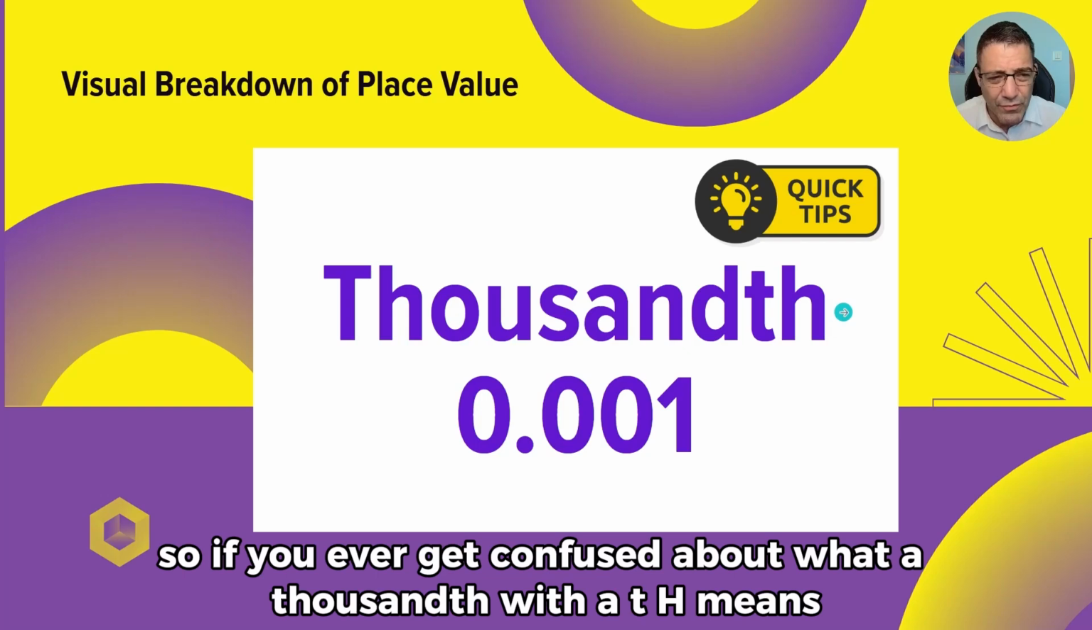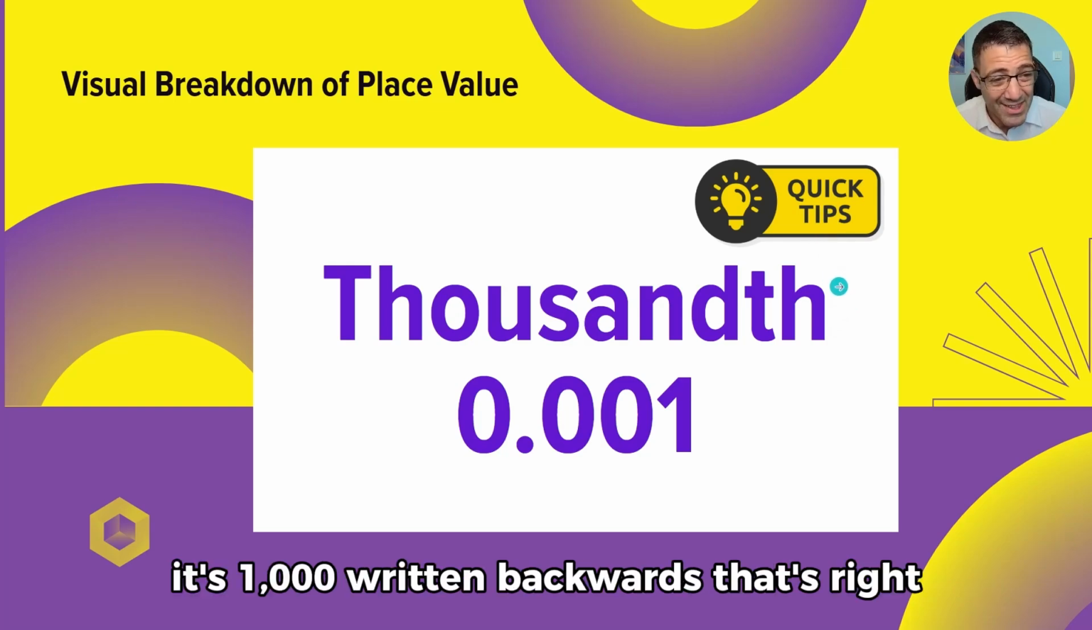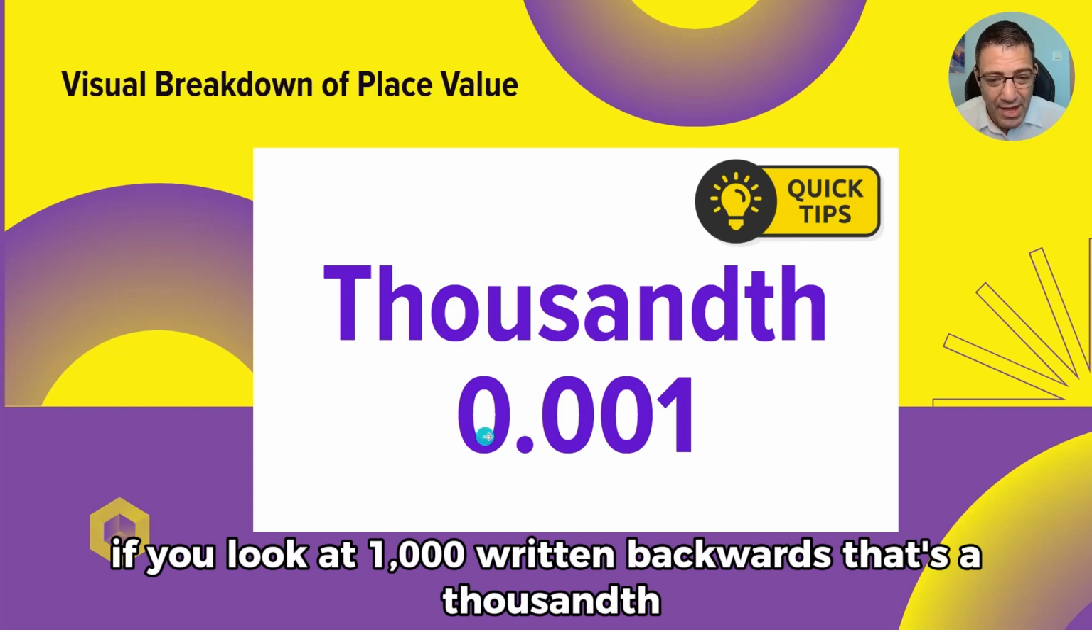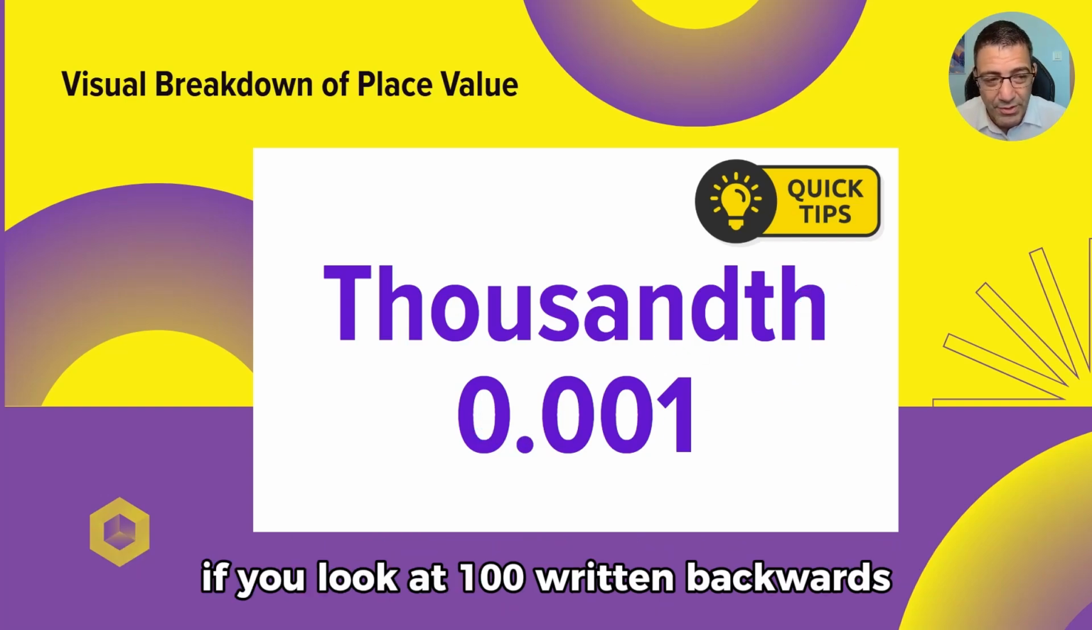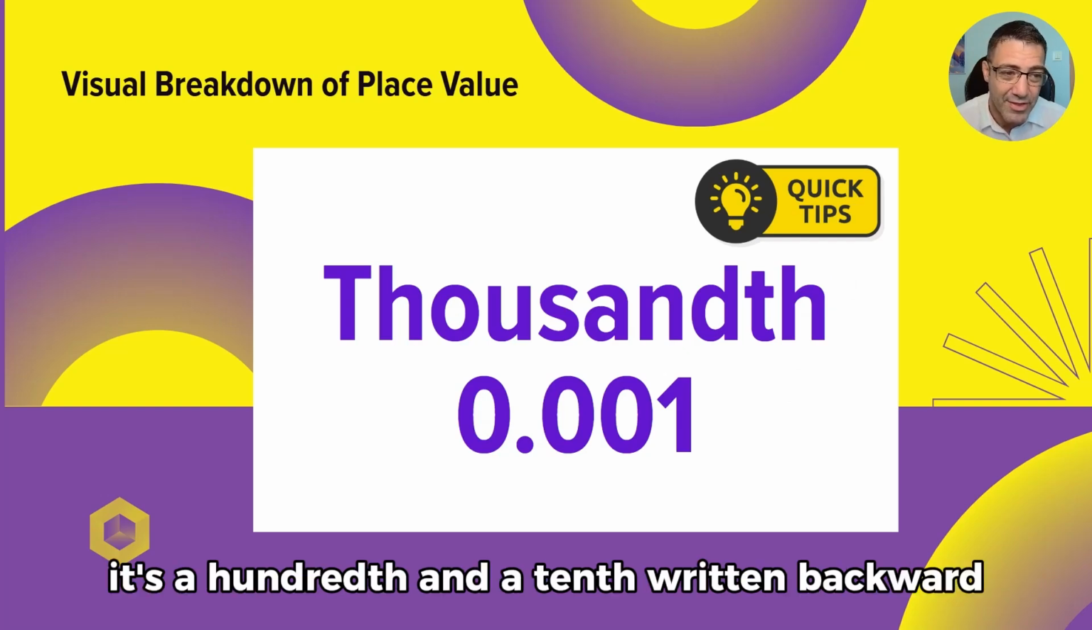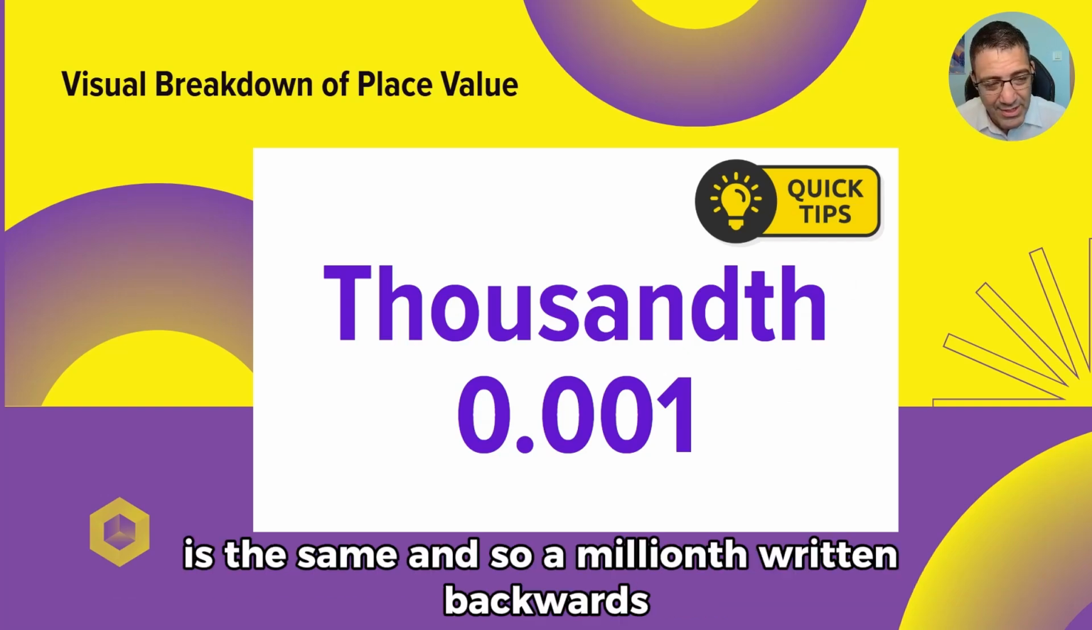So if you ever get confused about what a thousandth with a TH means, here's a quick tip for you. It's 1,000 written backwards. That's right. If you look at 1,000 written backwards, that's 1,000th. If you look at 100 written backwards, it's 100th. And a tenth written backward is the same.